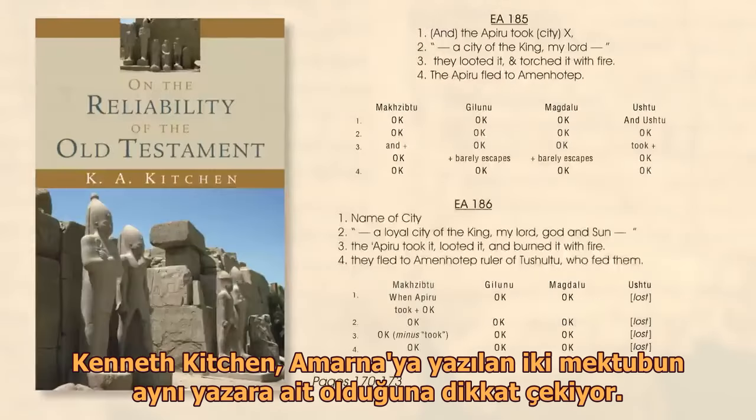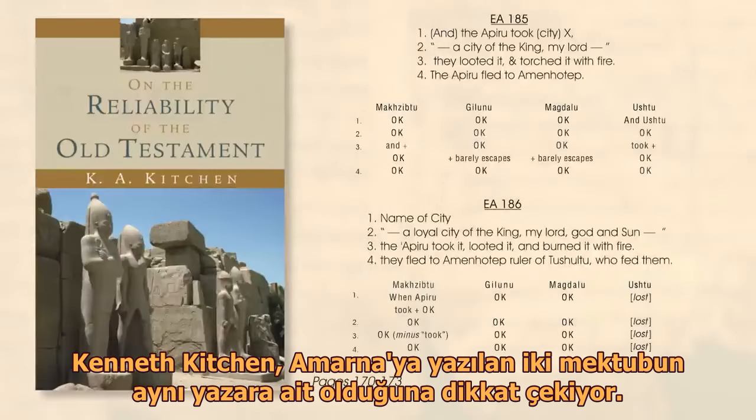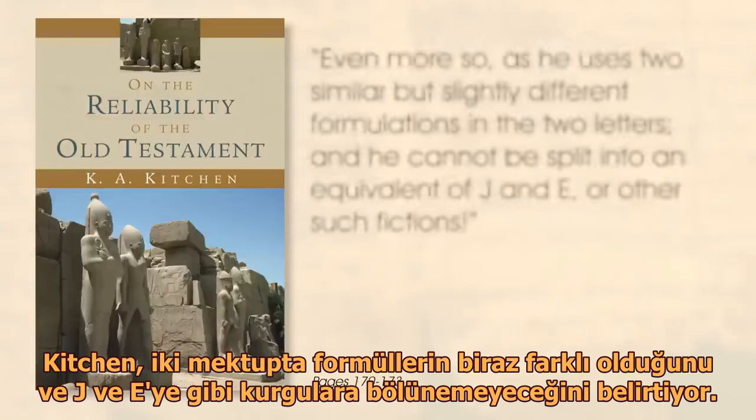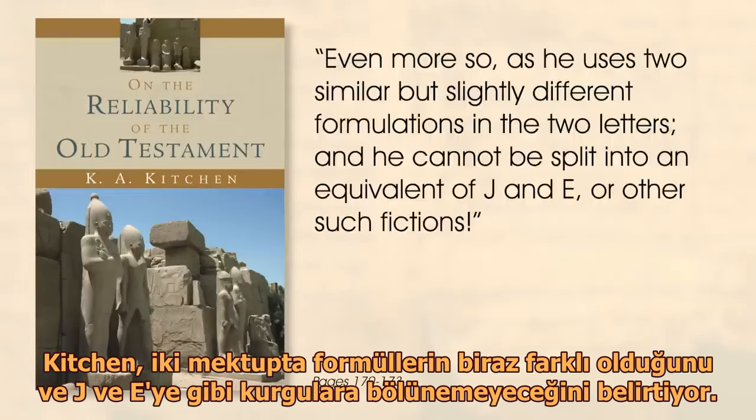Kenneth Kitchen draws attention to two of the Amarna letters, which have the same author. In the two letters, he complained about the same incident to the pharaoh, that Apiru had raided local towns. Kitchen notes there are slightly different formulas in the two letters, and he cannot be split into an equivalent of J and E.